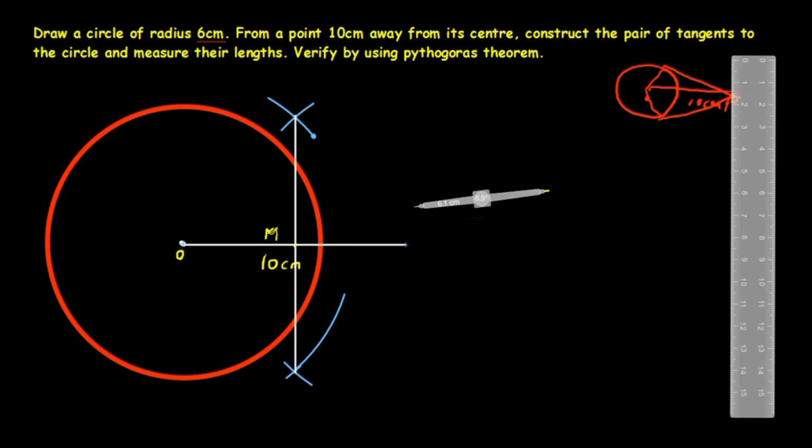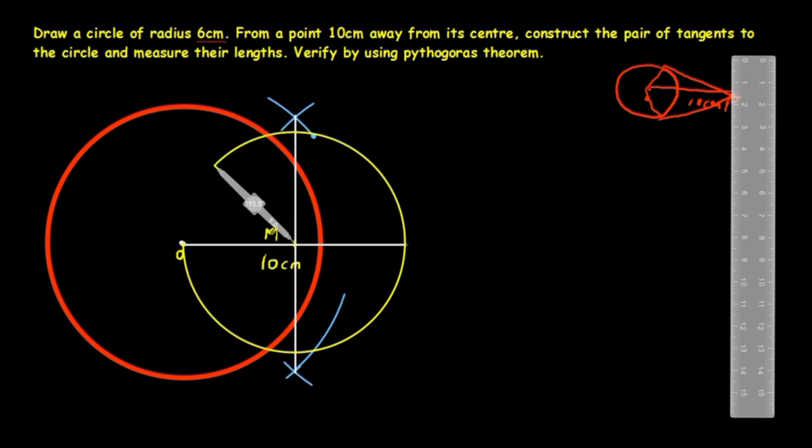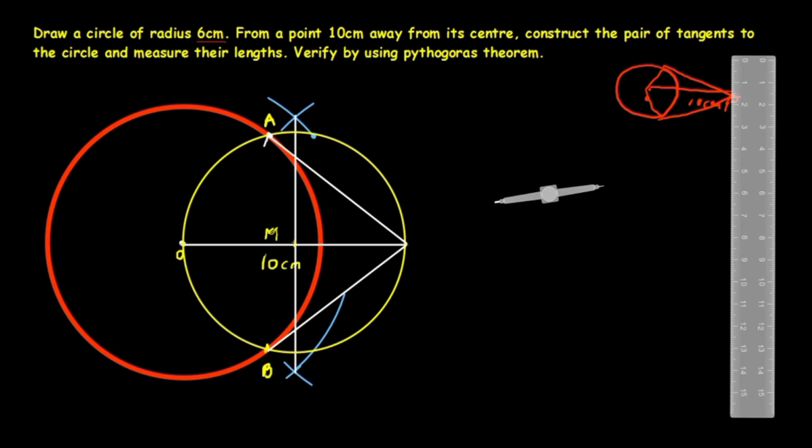Now with the compass, taking M as the center and MO as the radius, I should draw a circle. Now I am taking the intersecting points of the two circles as A and B. Now I should join A to P and B to P also. Now these two are the tangents to the circle.